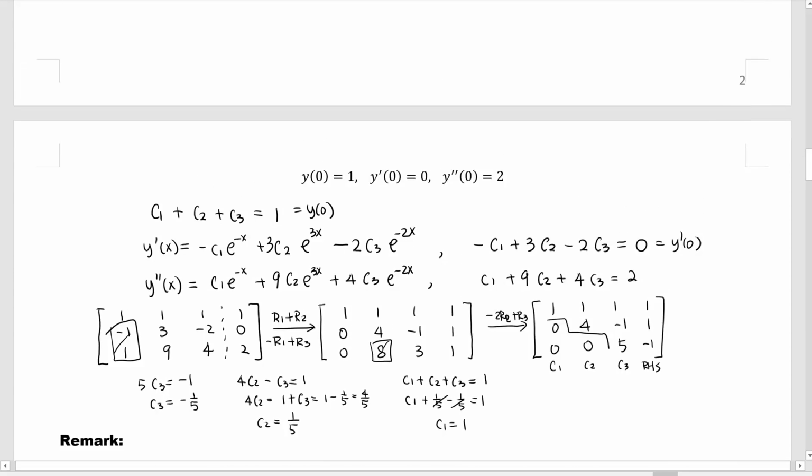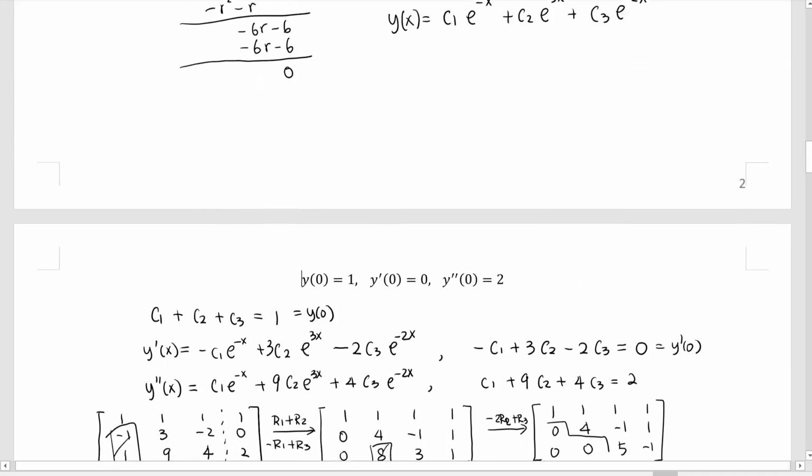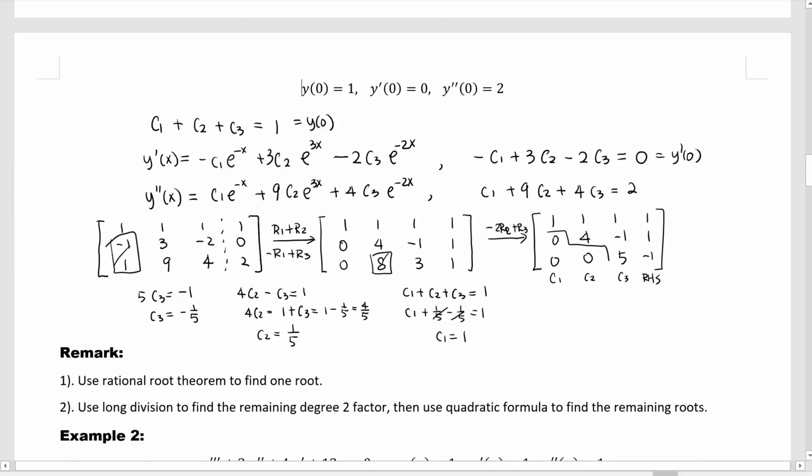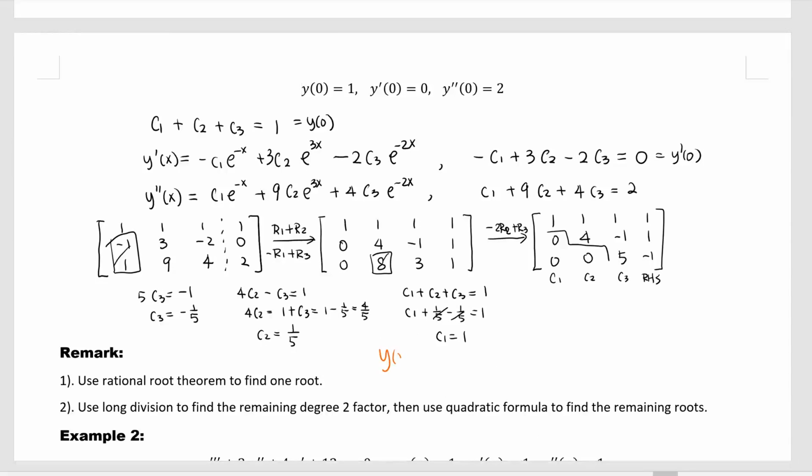So our final answer is you replace the C1, C2, C3 by those numbers. Okay? So our final answer is y of x equals C1, which is 1, e to the minus x, plus C2, which is 1/5, e to the 3x, plus C3, which is minus 1/5, e to the negative 2x. So this is the final solution of this differential equation. Okay?